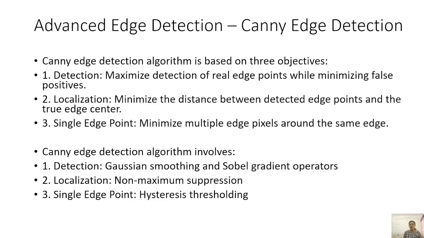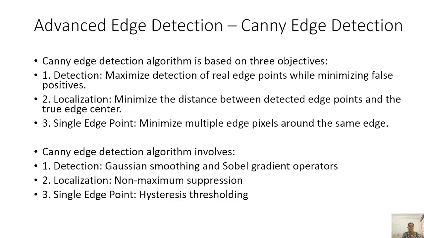So next we'll see about another very important algorithm, that is nothing but the Canny edge detection algorithm. So what is meant by the Canny edge detection algorithm? It is based on three objectives: detection, localization and single edge point. And what is meant by detection? Detection maximizes the detection of the real edge points while minimizing the false positives. So that is detection.